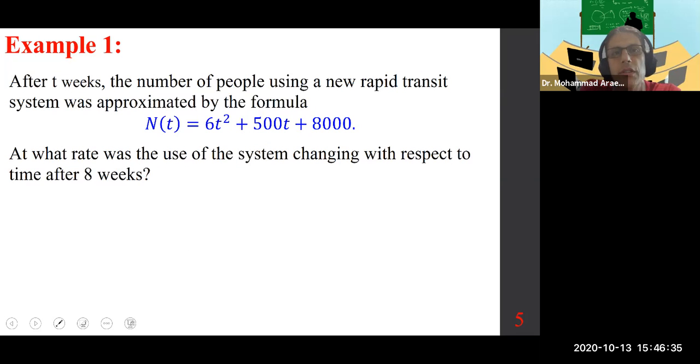So, could somebody read this example for us, please? Could somebody read the question for us, please? Anyone?